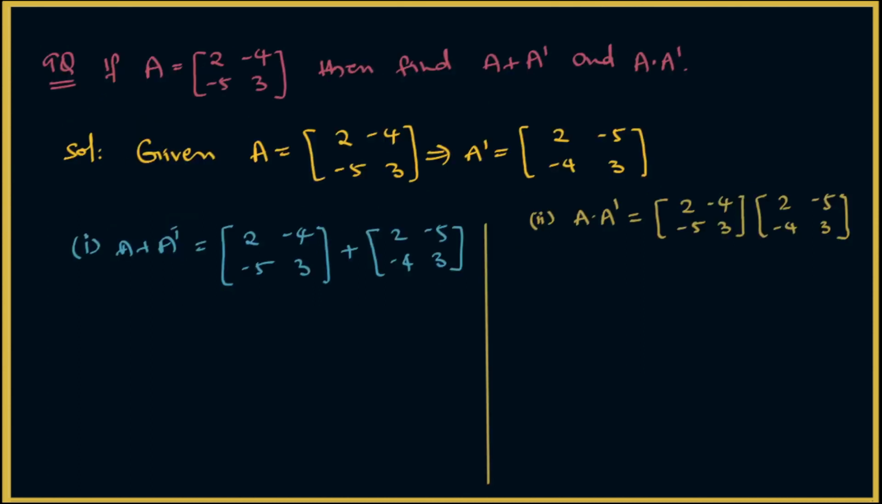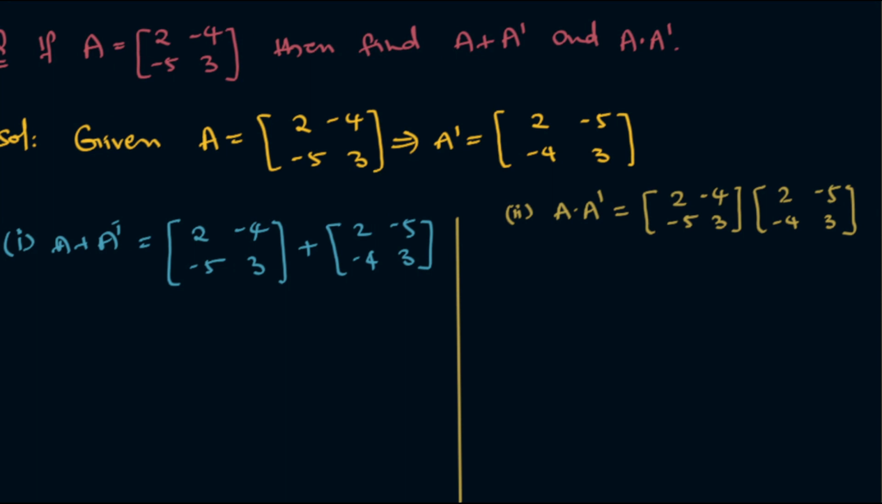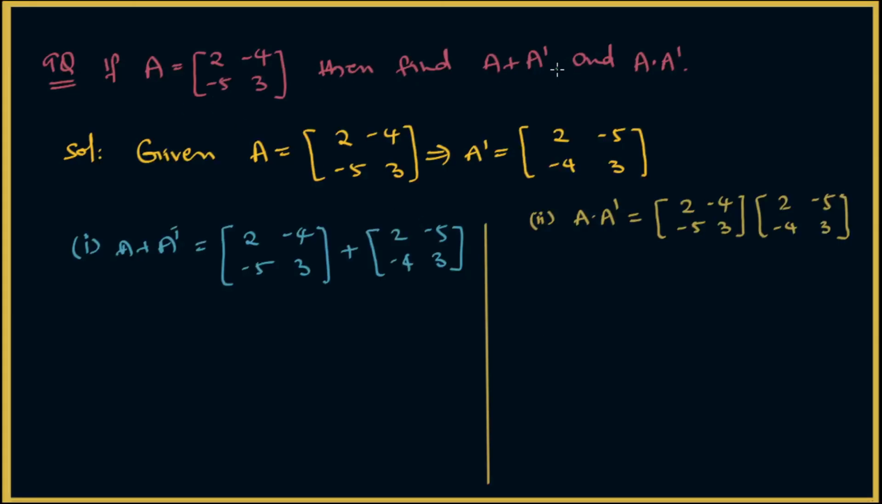Now question number 9. A and B are given, find the value of A plus A transpose as well as A into A transpose. What about transpose? Transpose means we have to convert rows into columns. The matrix obtained by interchanging rows into columns is called the transpose of a given matrix. So here A is given: 2, minus 4, minus 5, 3. So what about the first row? That is 2, minus 4, which becomes 2, minus 4. The first row becomes the first column of A transpose and the second row becomes the second column of A transpose. Now we have A as well as A transpose.